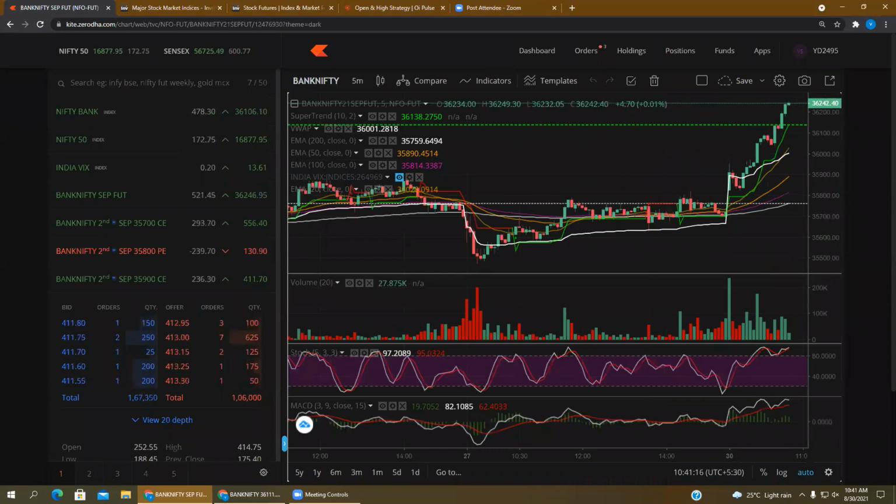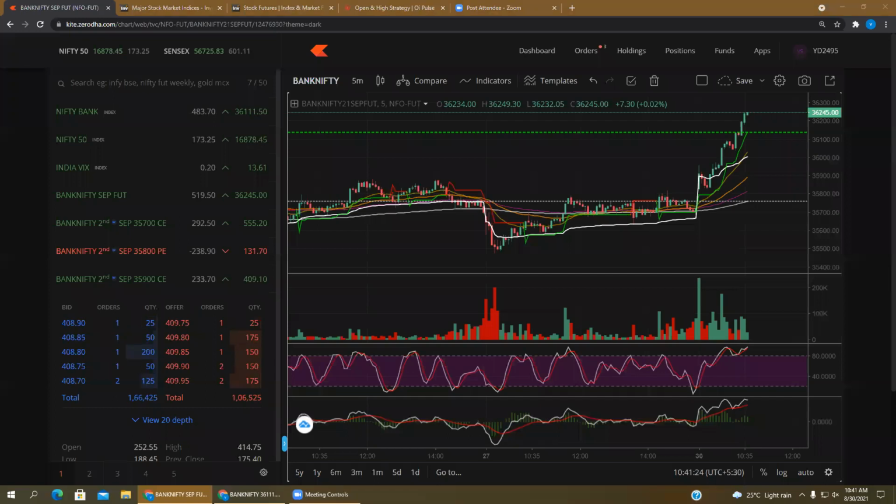Now I'm going to keep this 100 quantity with the stop loss at 360. If it takes, no problems at all. We will take a breakfast break, okay? 15 minutes, we'll take a breakfast break and then we'll be back again.